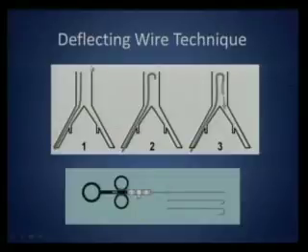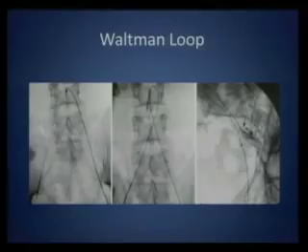This is the deflecting wire technique. In this, you have a catheter, you put this deflecting wire. As you press this deflecting wire, this forms this shape. As it forms this shape, it will turn around in this. Be careful of using the deflecting wire technique in patients who have atherosclerosis or narrow aortas, as it can cause dissections.